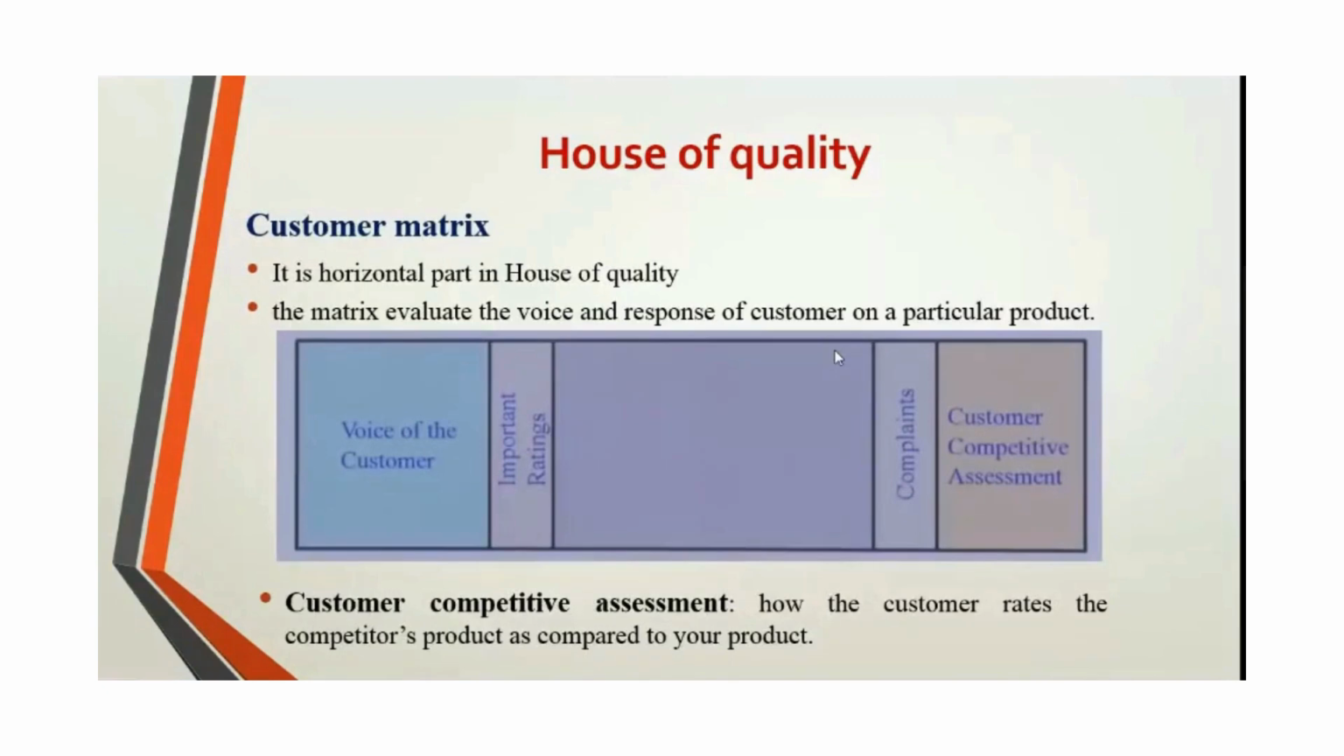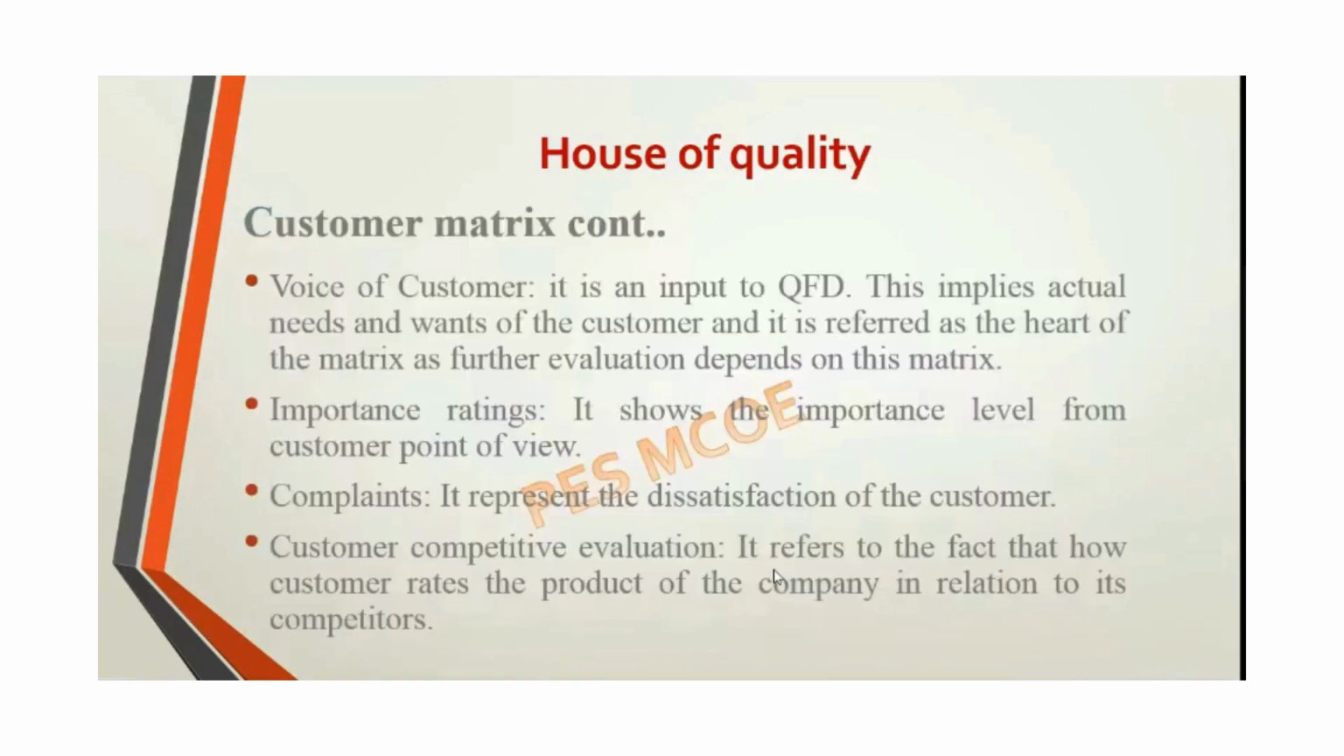Going again, there is a customer matrix. Every row or column indicates the matrix in the house of quality. The horizontal part, which holds the customer needs, the technical specifications and the customer assessment, is called the customer matrix of the house of quality. So keep this in mind, you may get a question on the house of quality or quality function deployment.